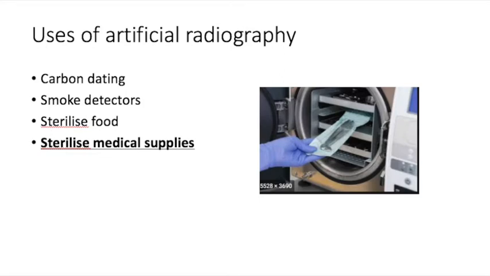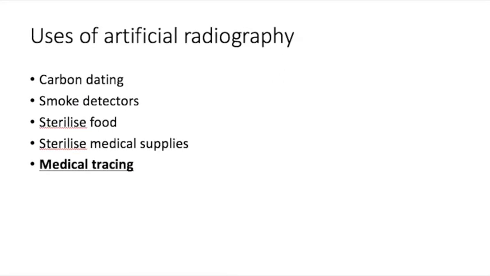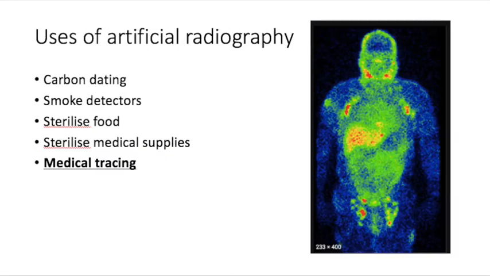We can also use artificial radiography in a medical context to diagnose patients. That means to find out what's wrong. So if you suspect somebody has a tumor or a clot, you can inject them with a radioactive isotope. Now, it has to be sufficiently penetrating to escape their body, so alpha wouldn't really be much good here. And it's usually a gamma source.